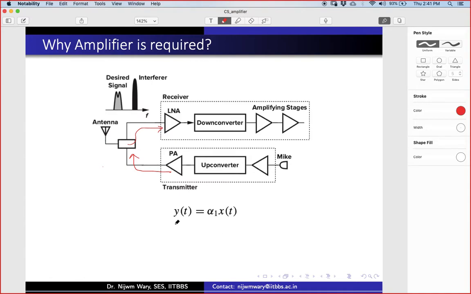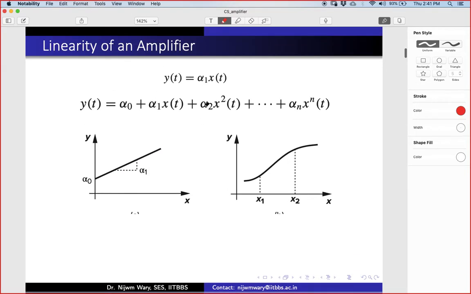So we know that for an amplifier, the expression is y(t) equal to alpha 1 x(t). So x(t) is my input, alpha 1 is the amplification. We want this to be linear, and especially in this power amplifier, it becomes important. So what do we mean by linearity? Ideally I should have y(t) equal to alpha 1 x(t), right? So it should be a straight curve. Of course, there may be an offset which is alpha naught, maybe a DC offset we can consider, but whatever it may be, this slope should be quite constant. But this is the ideal case.